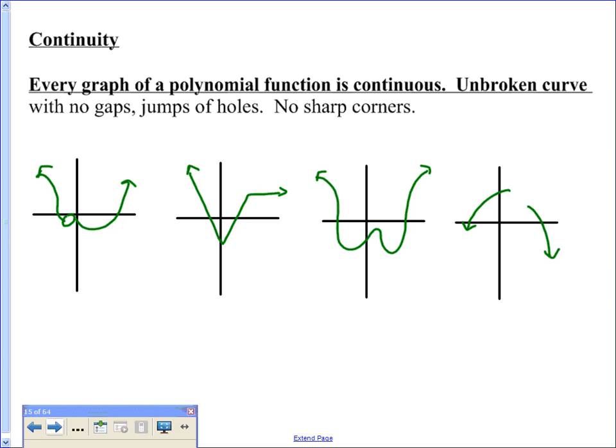Keep in mind, a polynomial function is going to be continuous. This first example is not, because of the hole in the graph. That is not a polynomial function. The second one has these sharp turns here and here, so this one is also not a polynomial function. The third graph, this one is. There are no gaps, no jumps, no holes, and no sharp turns on this one. So the third one is an example of a polynomial function, and the last one is not, because of the hole that we have in here. Those are some examples.